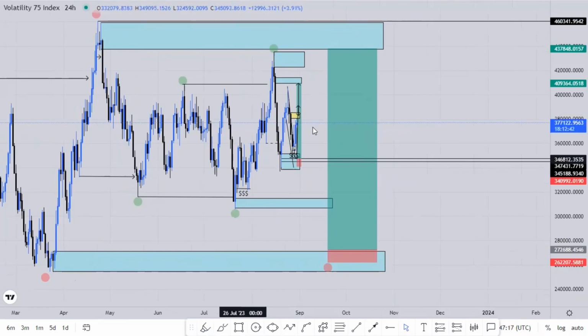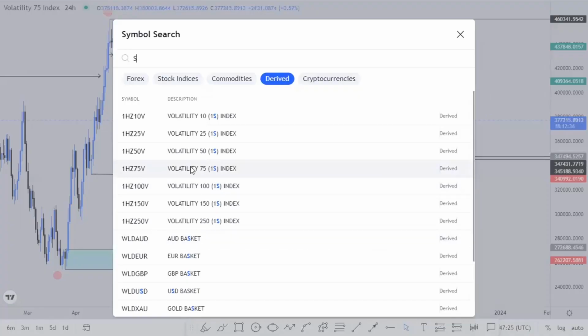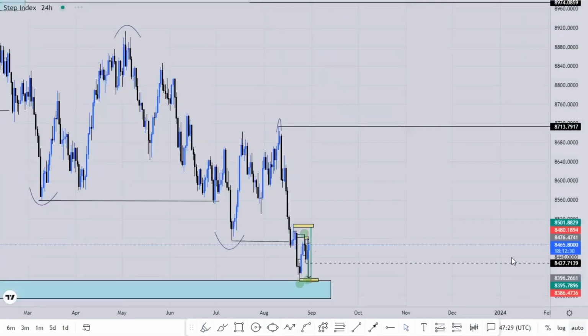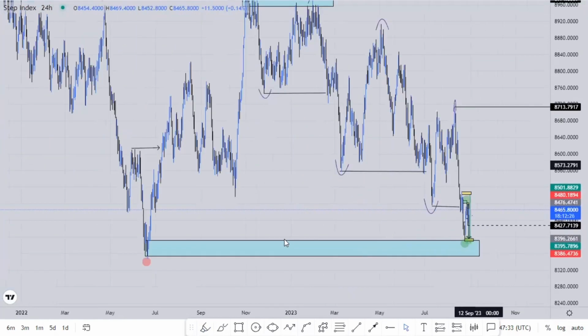So I won't talk much about this because we're currently in trades. I can't talk much about that for now because we're currently in trade already. Same as step index, we're also in trades already. So I analyzed already with the team, so no need for me to keep on analyzing. If you are not in the group, make sure that you are in the group.